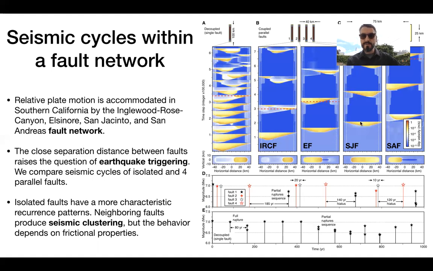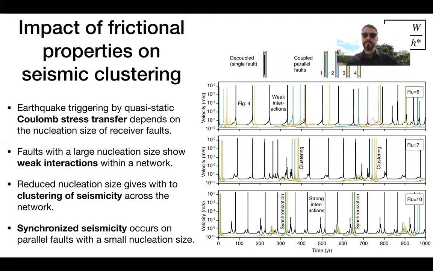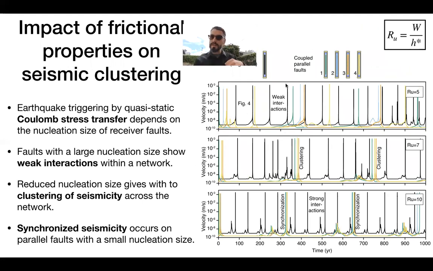However, when the 4 faults are interacting, the overall seismic pattern within the fault network exhibits much more variability, with sometimes long periods of seismic quiescence, of here 185 years, and sometimes seismic clustering of events within 20 or 10 years. However, the behavior of the seismic clustering is largely controlled by frictional properties. So this is exemplified by different simulations where we vary the nucleation size of the seismogenic zone. Changing the nucleation size, H star here, changes the RU number for these faults. So we show here different results with different RU numbers corresponding to decreasing nucleation size. But the behavior of the seismic cycle also changes as a function of RU, even for individual faults.